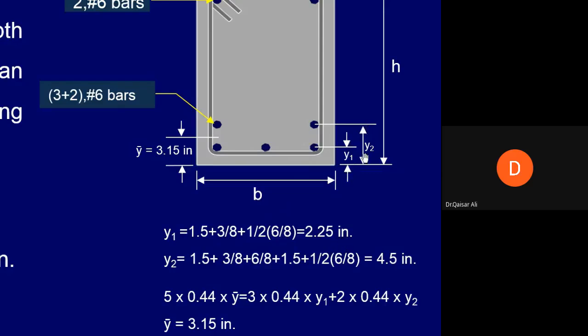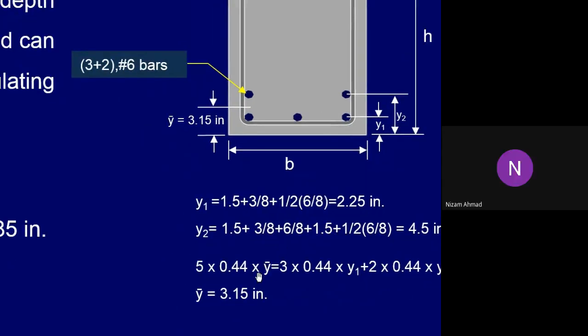Similarly, y2 can also be calculated, because we know this distance 1.5, then plus 3 by 8, plus bar diameter, which is 6 by 8, and then plus 1.5 inch, which is the clear distance from the top of this bar to this bar, and then half of this bar, which is half of 6 by 8. This comes out to be 4.5 inch.